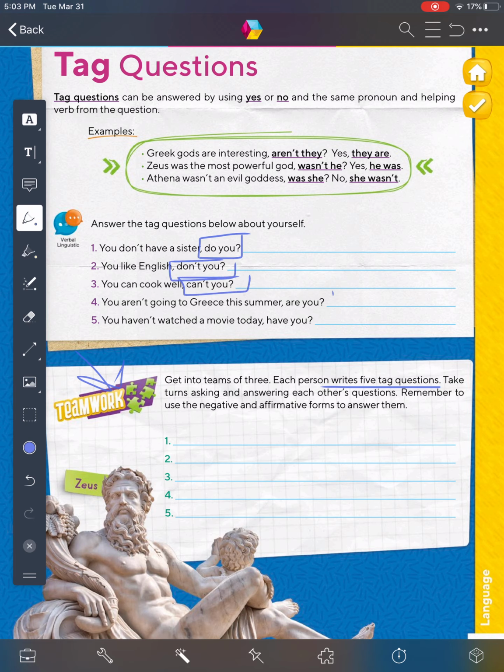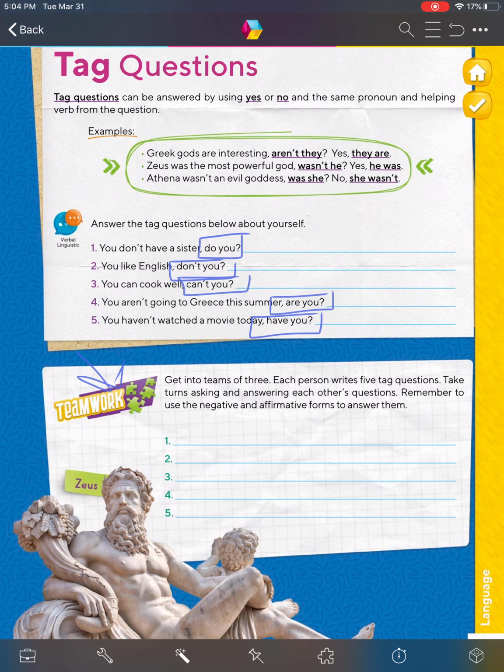that helps us to reaffirm the idea or to make sure about something. So you need a complete sentence over here and a comma, and you need a tag question over here. Sorry for my handwriting. So if you're ready, it's time to start.